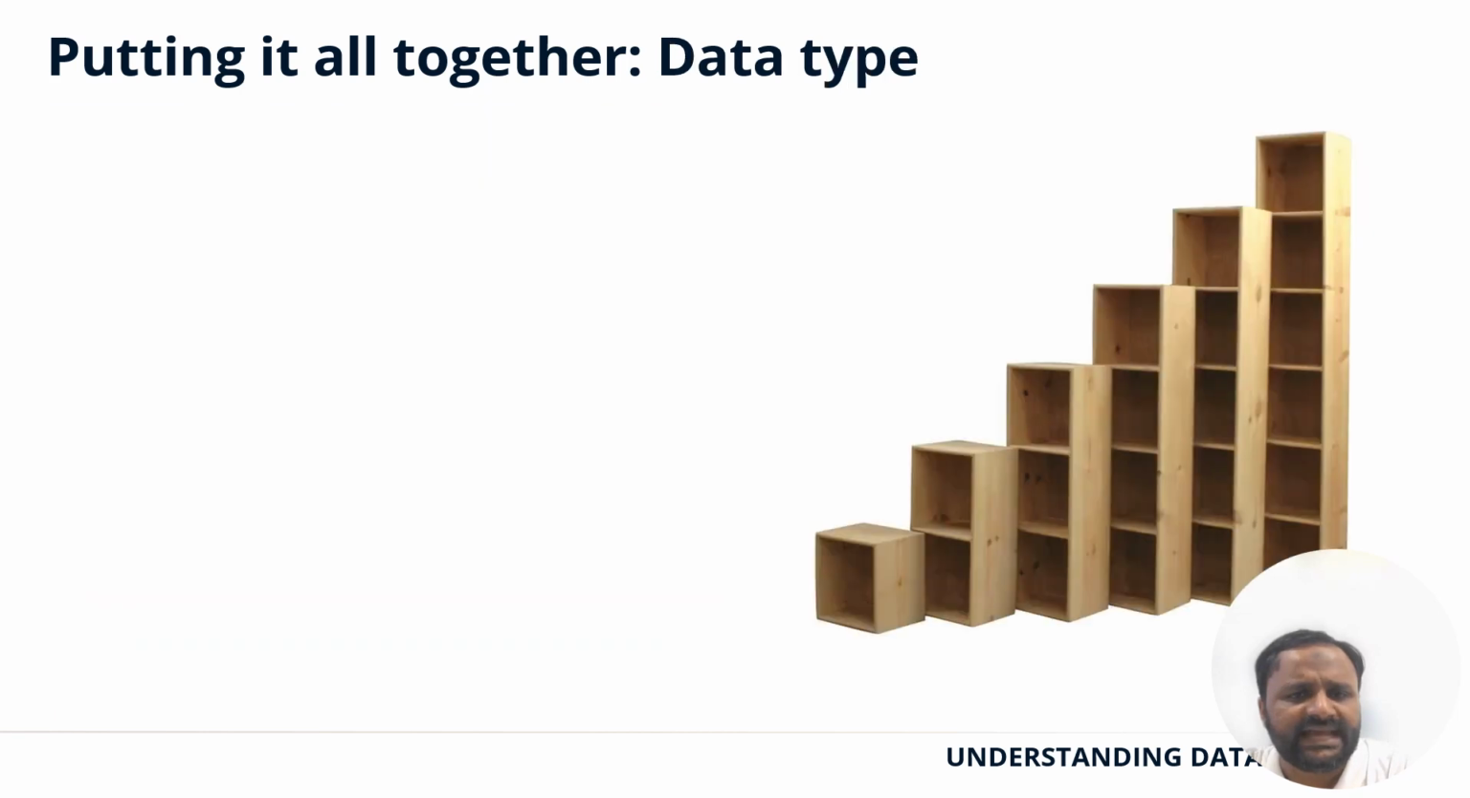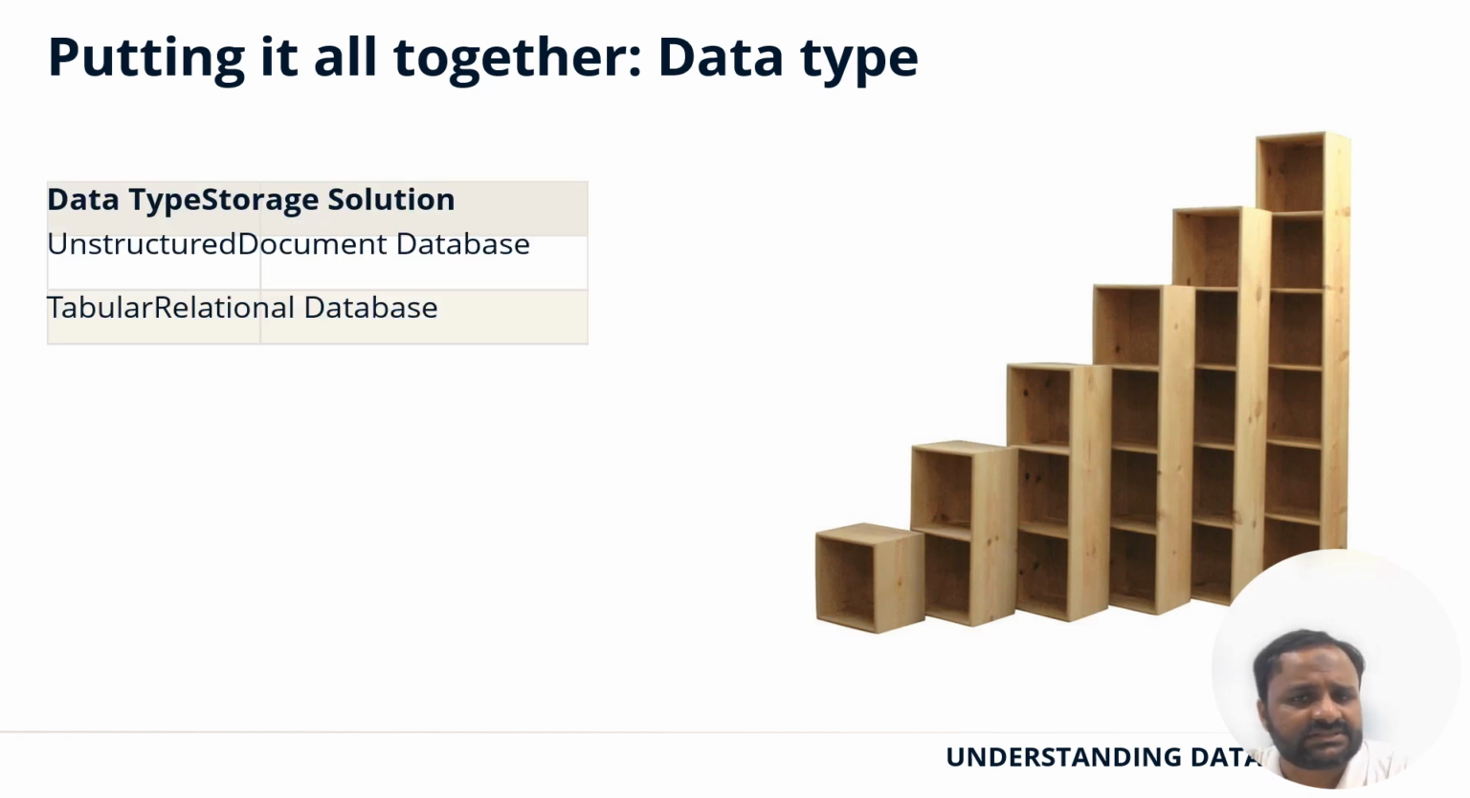Next, you need to decide what types of shelves to install to store your books. The type of shelves will depend on the types of books. This is analogous to choosing between a document database for unstructured data or a relational database for tabular data. Just like a library might have multiple types of shelves, you might need to have some data stored in a document database and other data stored in a relational database.